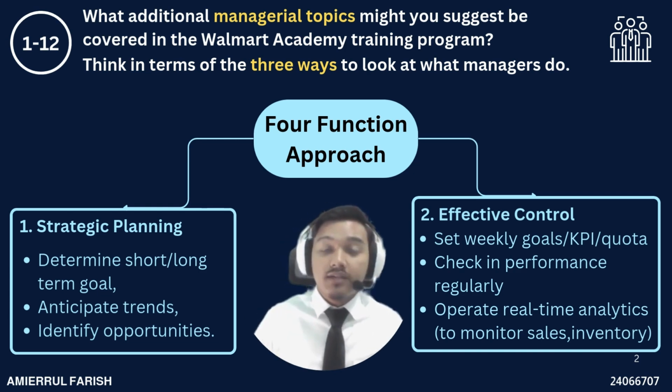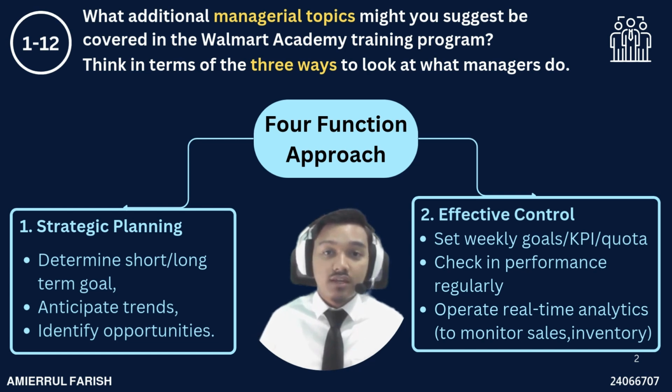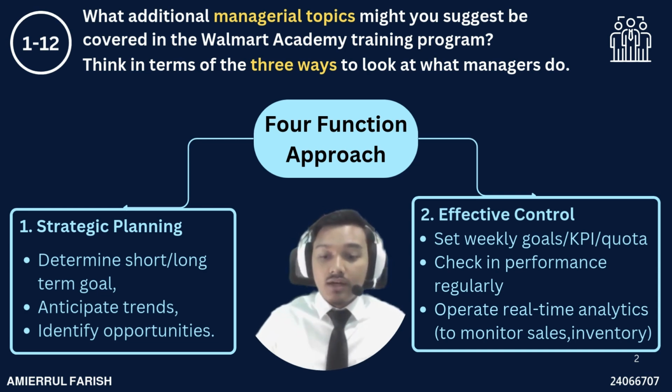So in strategic planning, new managers should be able to determine short or long term goals, and then new managers should be able to anticipate trends, and in those trends they need to identify whether it is an opportunity or not. And then the next one is effective control. Walmart should be able to train their new managers to be able to set weekly goals, KPI, key performance indicator, quota for their employees, and then they should be able to check the performance of the employees regularly, so the goals of the organization are reached. And then new managers should be able to operate real-time analytics.